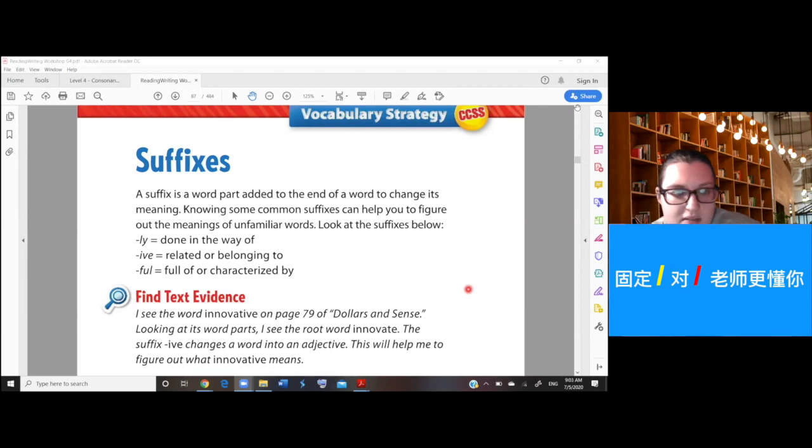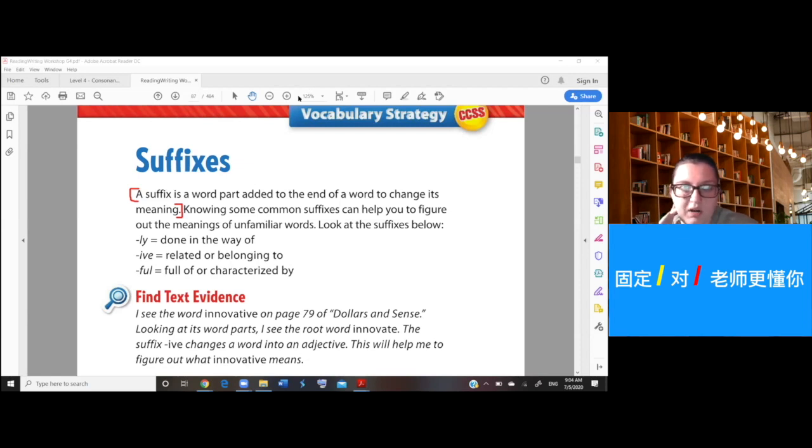So today we start with suffixes. Suffix. So you will read this and then I will explain more. A suffix is a word part added to the end of a word to change its meaning.